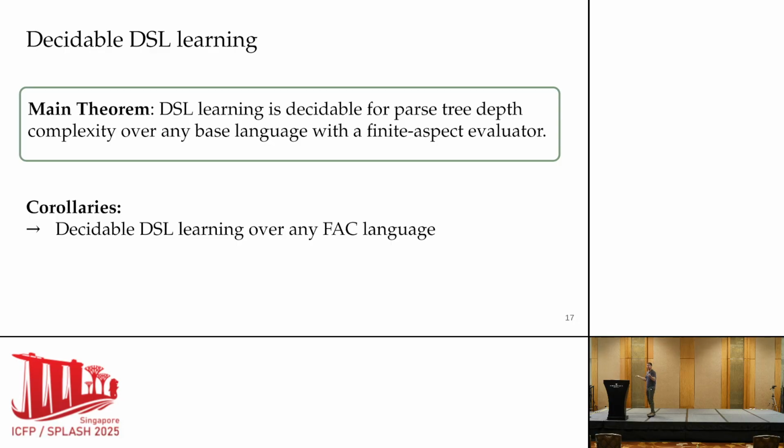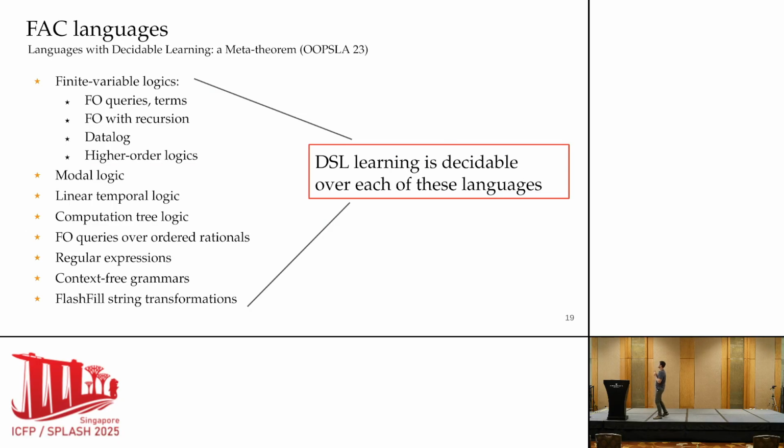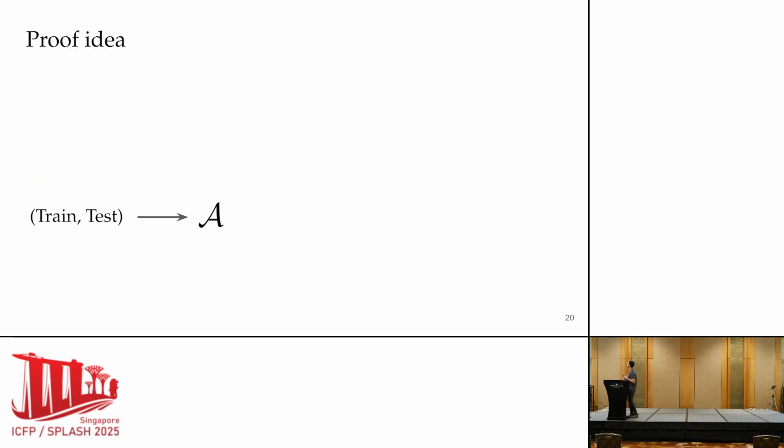So we get as corollaries concrete DSL learning results. Now this finite aspect evaluator thing is referring to some prior work of ours, showing that a large class of languages admits decidable learning. So we have decidable DSL learning results for any of these base languages, including first-order logic with recursion.